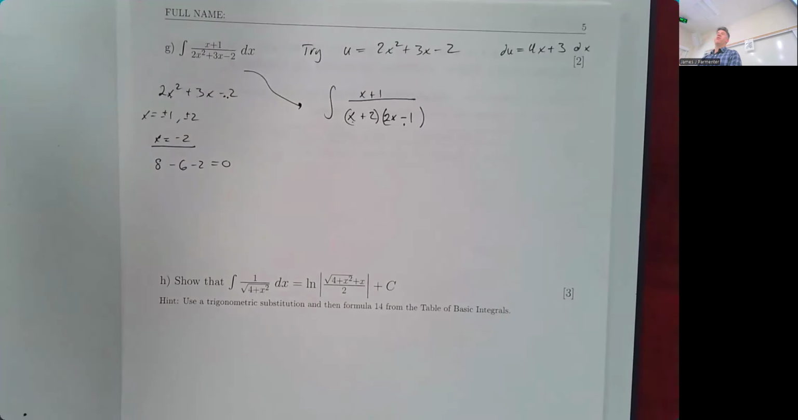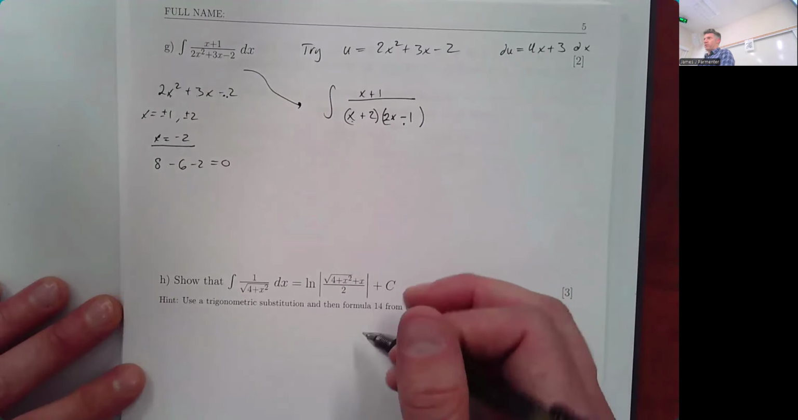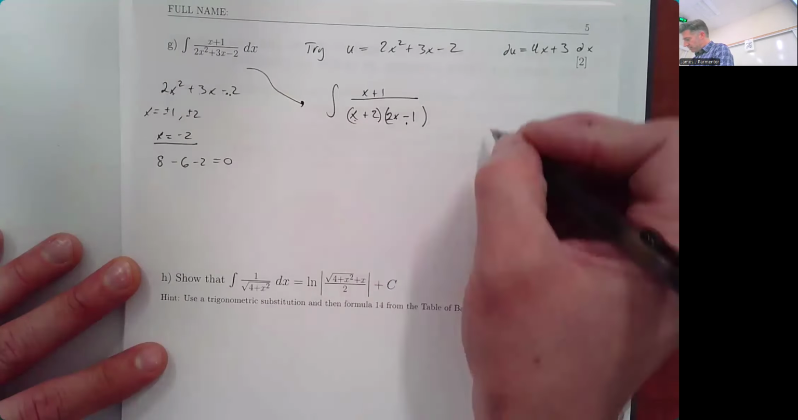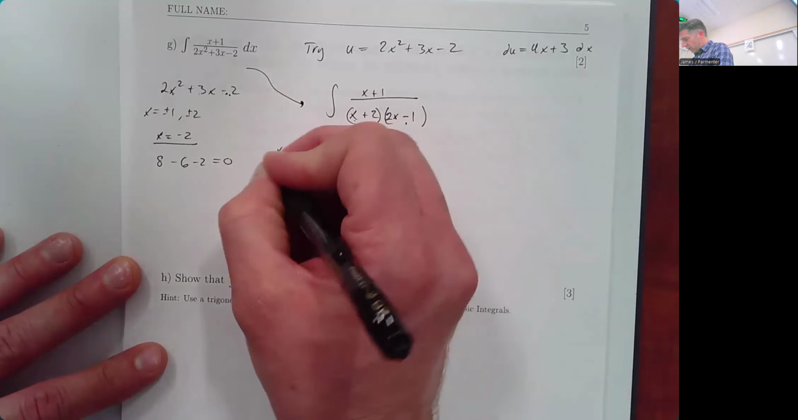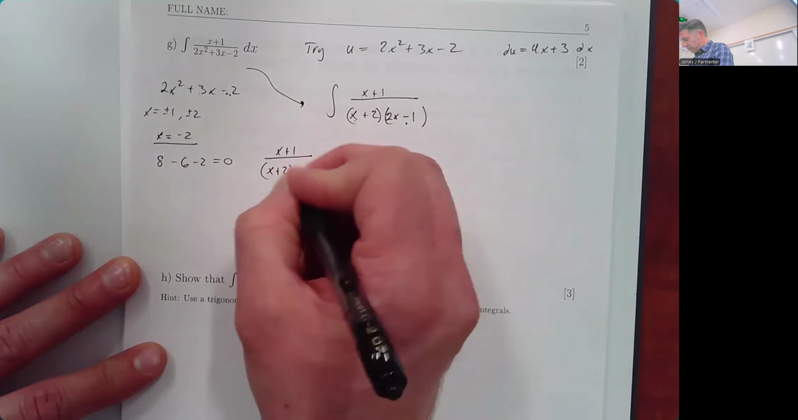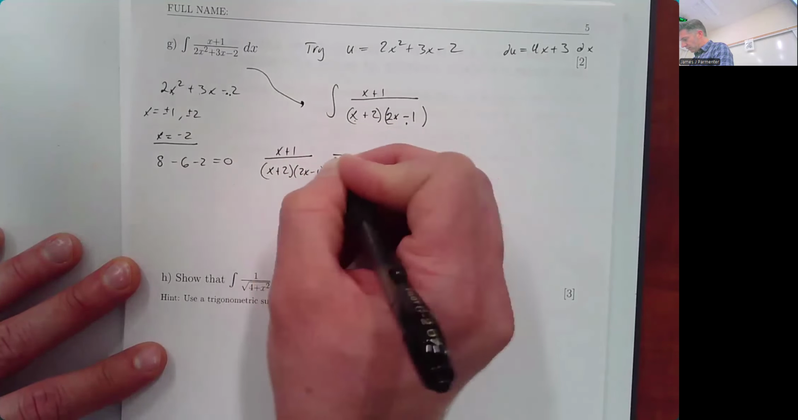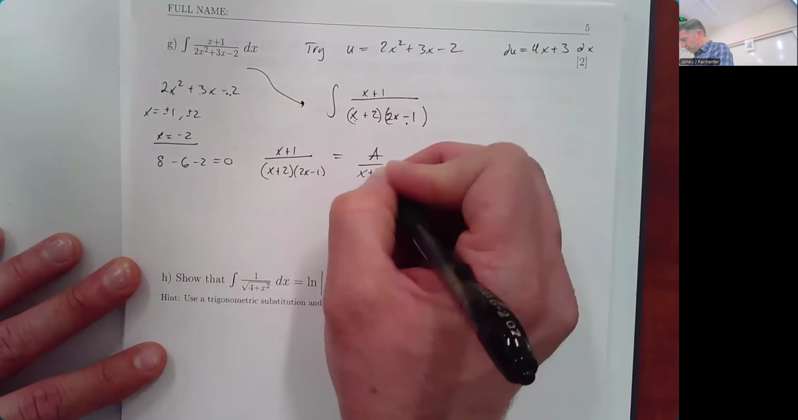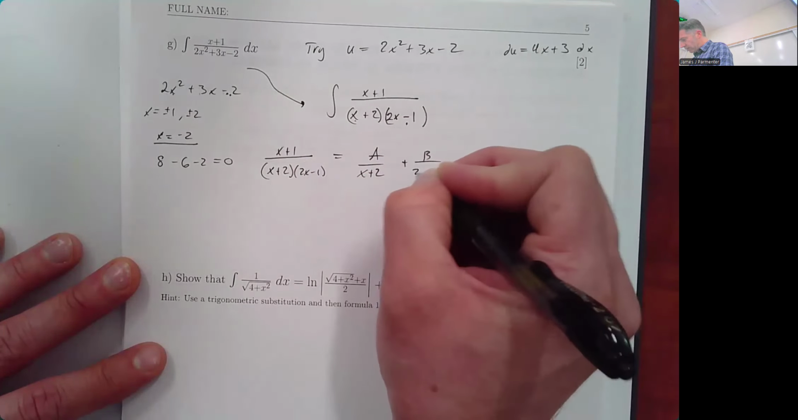And it does work. There are other ways of factoring this quadratic. This is just the way that seemed fastest to me. But if you have a different method that works for you, great, use it. And then it's definitely a partial fractions problem. So we're going to say that x plus 1 over x plus 2 times 2x minus 1 is equal to a over x plus 2 plus b over 2x minus 1.